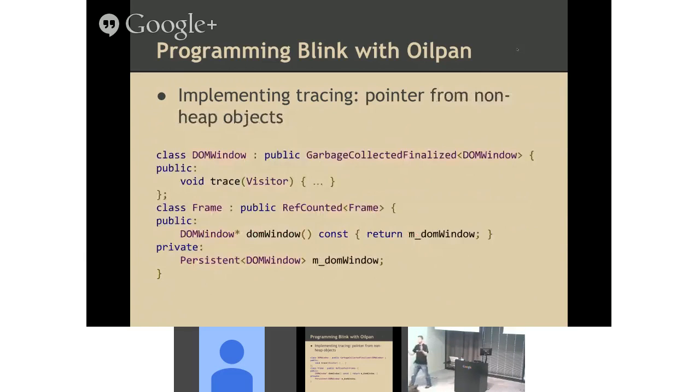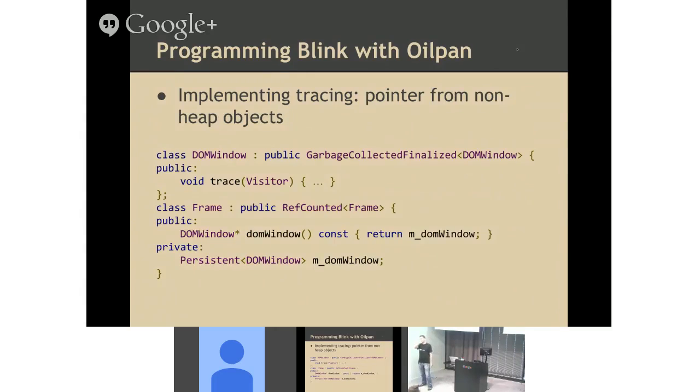So that was for pointers between heap objects. For pointers from non-heap objects to heap objects, we have this special pointer type called persistent. And persistent is just a pointer type that makes sure that this pointer becomes part of the root set for the garbage collector. So if you have a persistent, that registers that pointer with the garbage collector, and the garbage collector will always visit that one as long as that persistent is alive.